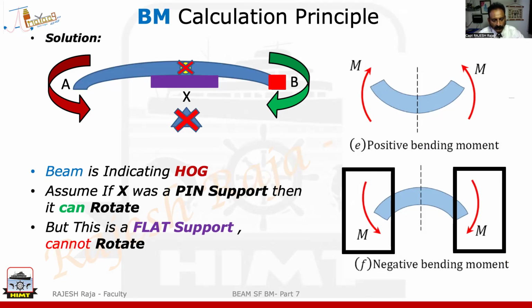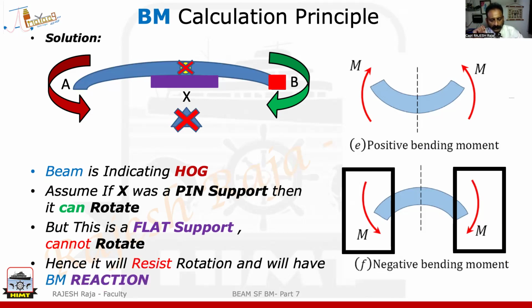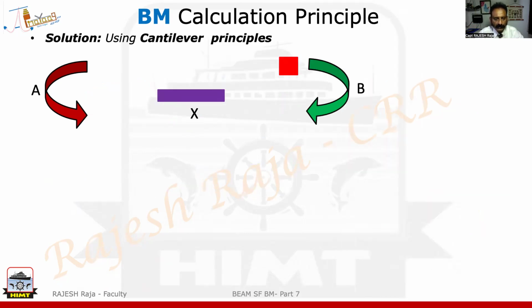And when you have a flat support, it is going to resist the rotation. So that means whenever something is resisting a motion, you will have a reaction. So that means I will have a BM reaction here and I need to calculate. That is the whole concept, which sometimes is missing in some of the calculations. So I'm supposed to calculate the BM reaction. So let us see how to go about it. My conclusion: at left hand A, BM will be 0, right hand B, BM will be 0, and midpoint X, BM will be maximum. This is what I'm expecting out of this question, and let us see if we can get that.